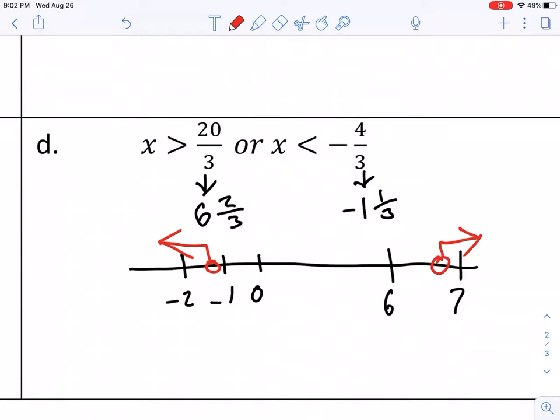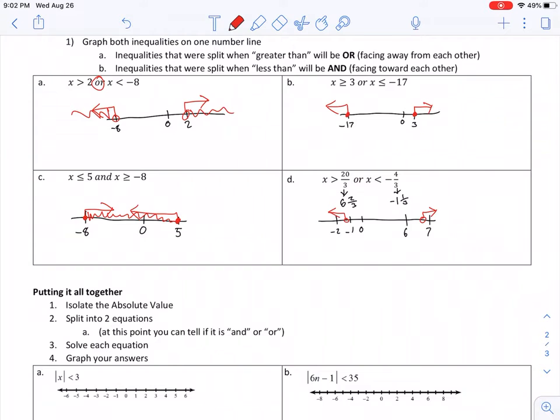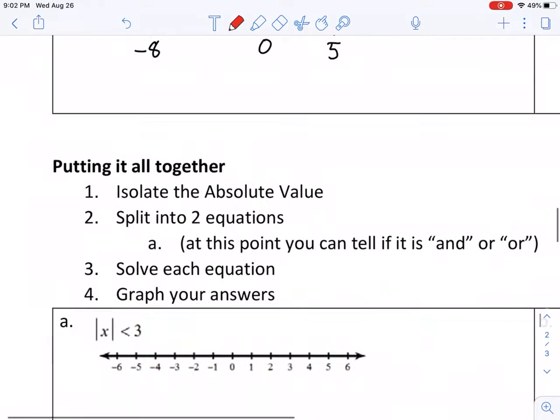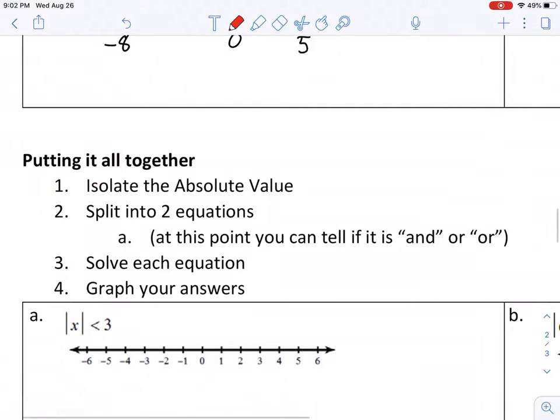All right. I apologize if it feels like I'm speeding through this, but I don't want this video to be too long. So here are the steps when we put it all together. We are isolating the absolute value. That means we're getting the absolute value by itself and moving anything on the outside of it. Once we've done that, or if there's nothing to move, we split into 2 equations. At this point we can tell if it's AND or OR from that split. Then we solve each equation and graph our answers.